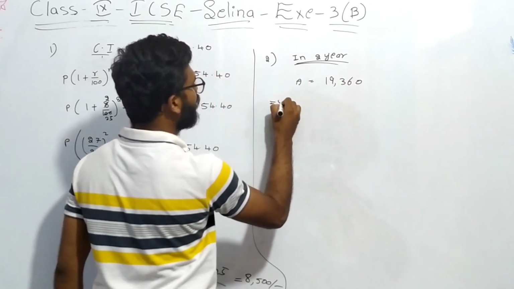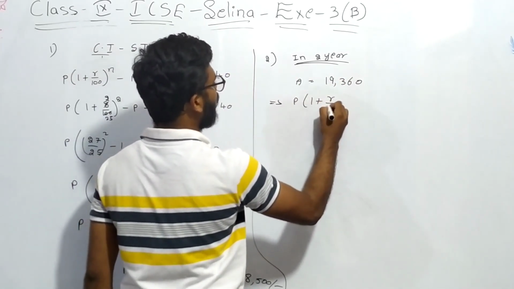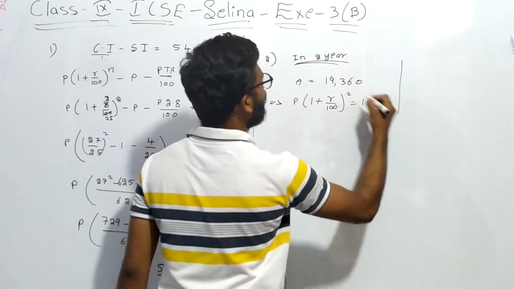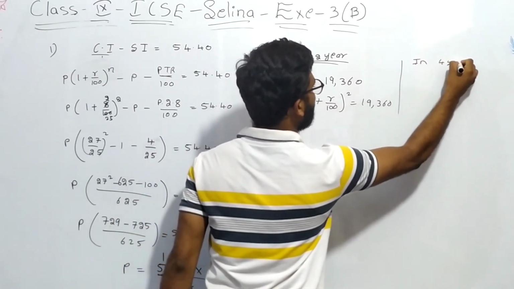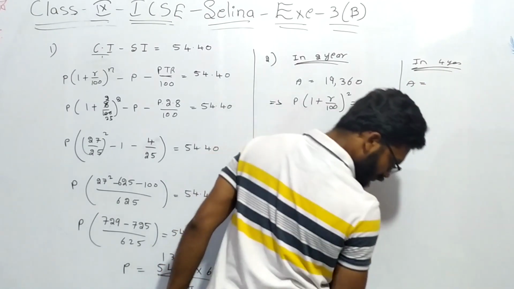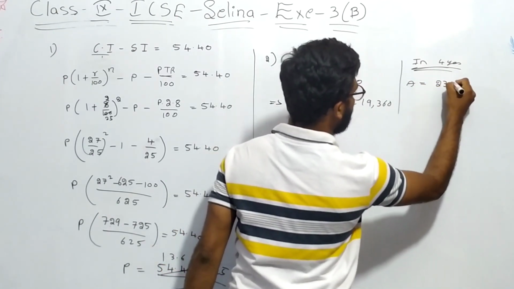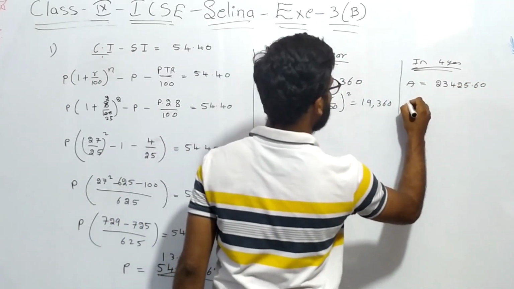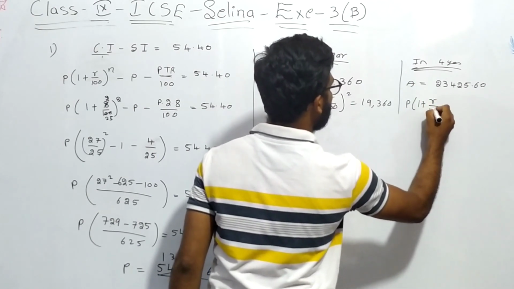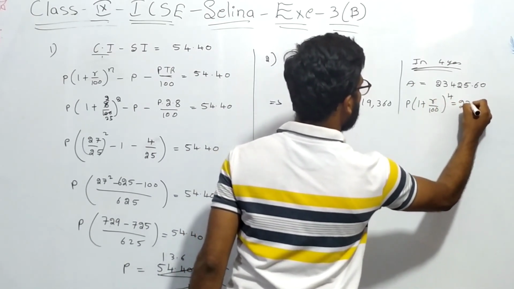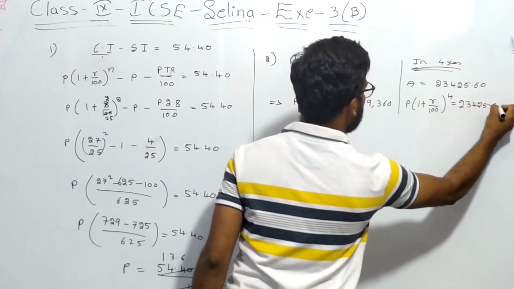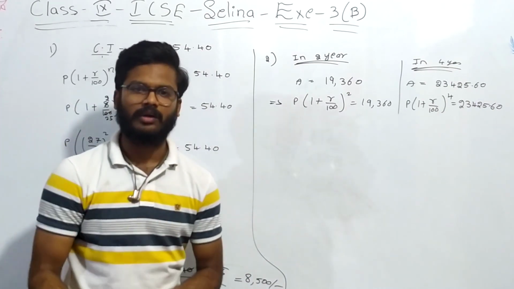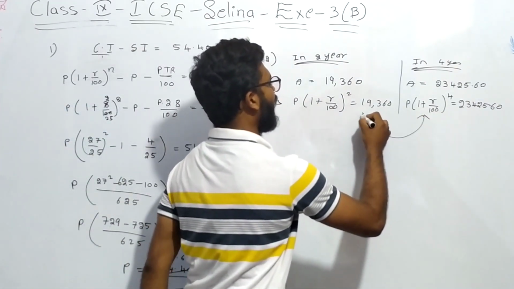19,360. So this is equal to P into (1 plus R by 100) whole square, right? And in 4 years, what they gave, it will amount to 23,425.60, right? So P into (1 plus R by 100) whole power 4 is equal to 23,425.60. Now we have to find P and R. So there are two unknowns and we have two equations. So we have to solve them.